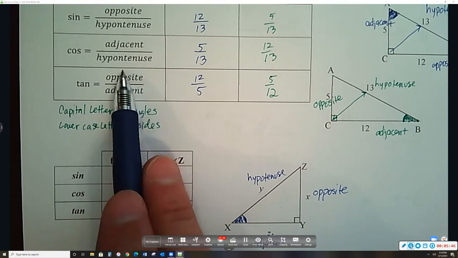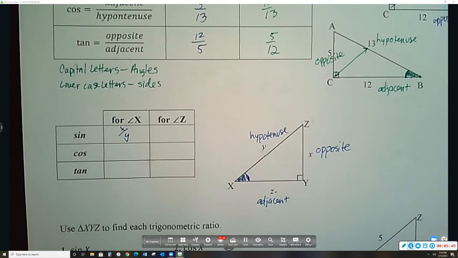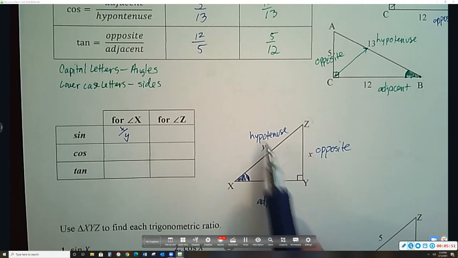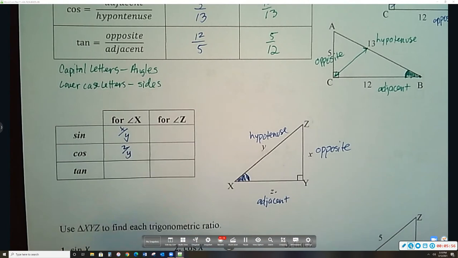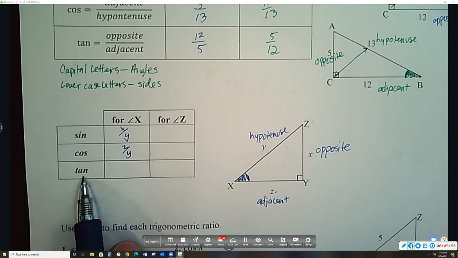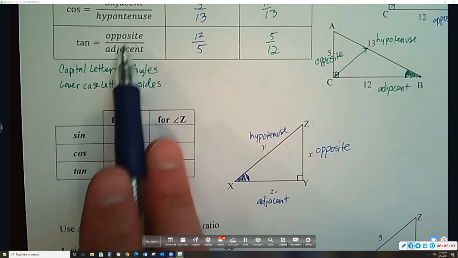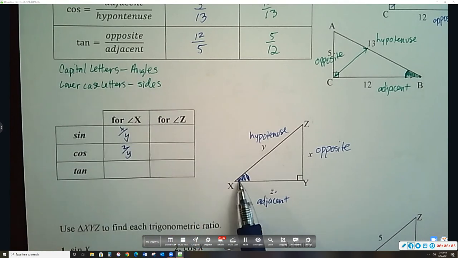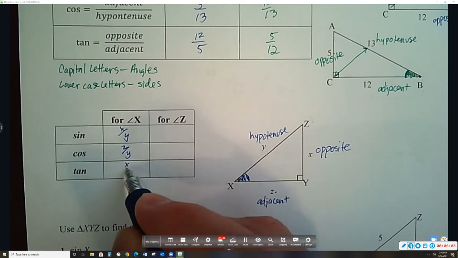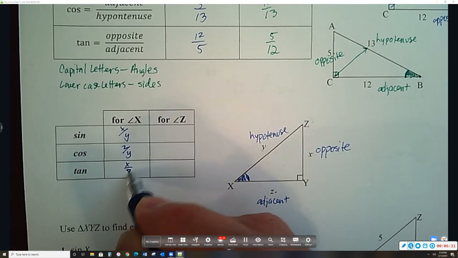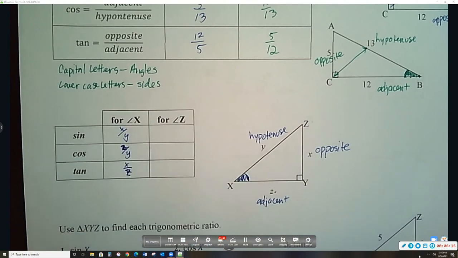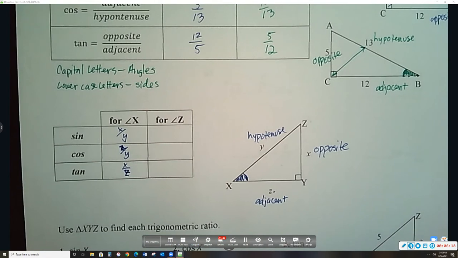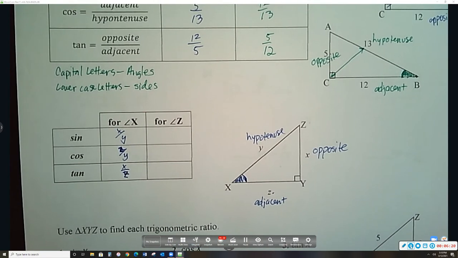Cosine is adjacent over hypotenuse. Here's the adjacent side, and there's the hypotenuse, z over y. And then tangent, I think we could see that. Yeah, tangent is opposite over adjacent. So tangent would be opposite over adjacent, which is x over z. Okay. So those are the three trig ratios for angle x.